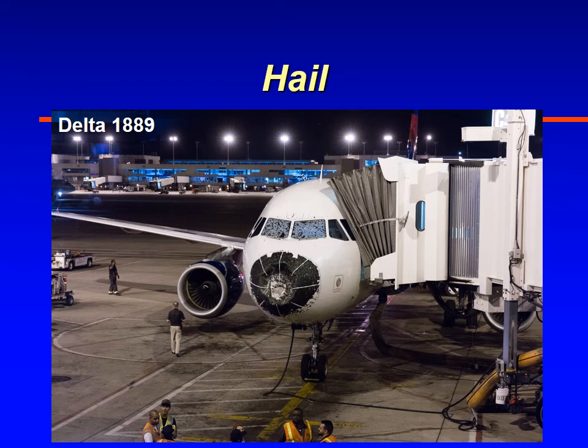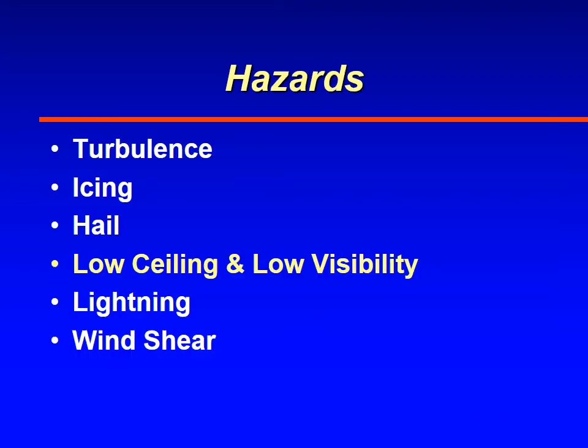Back in 2015, there was a Delta A320 that flew between two thunderstorms, and the thunderstorms actually were growing together. They experienced severe hail, and you can see the hail damage to the aircraft. I have some information on that under the resources tab at EasyLMS.